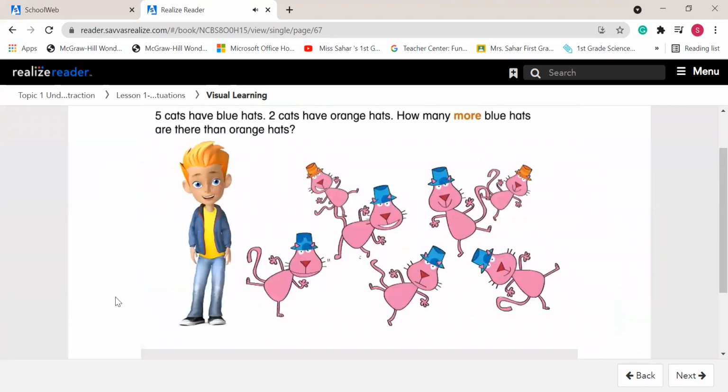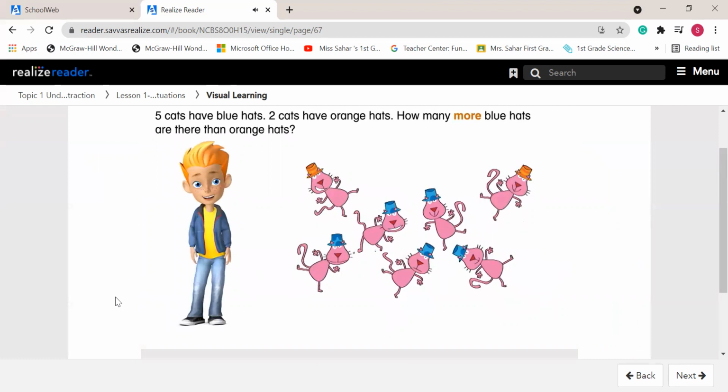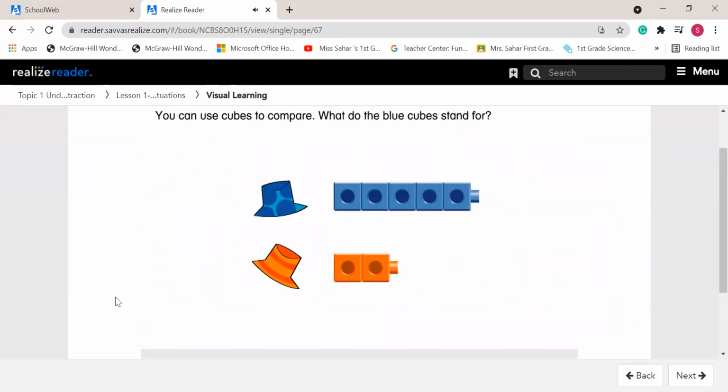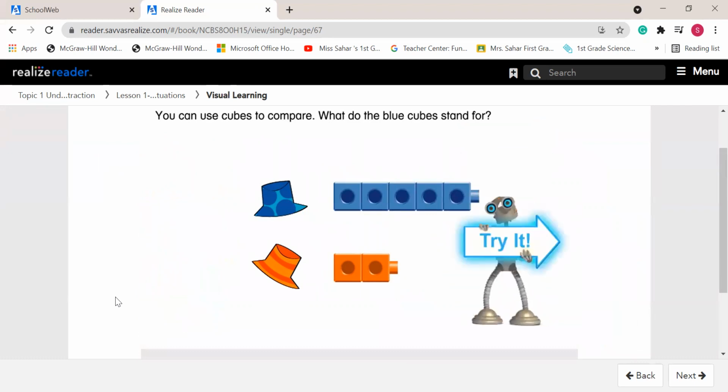Five cats have blue hats. 2 cats have orange hats. How many more blue hats are there than orange hats? You can use cubes to compare. What do the blue cubes stand for? Stands for the blue hats.